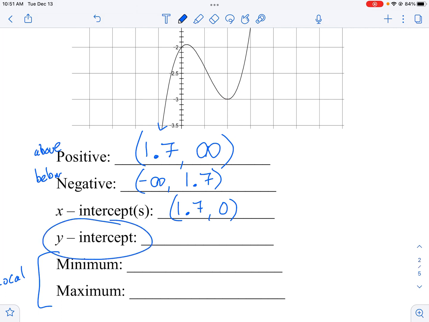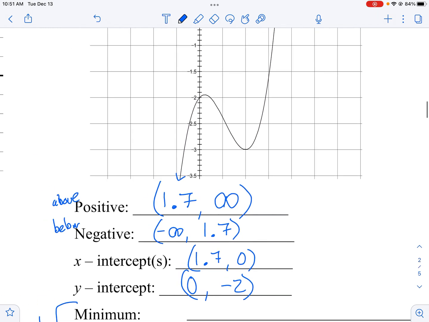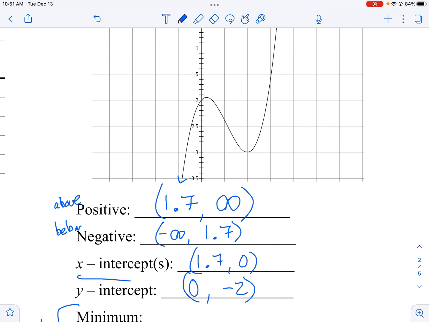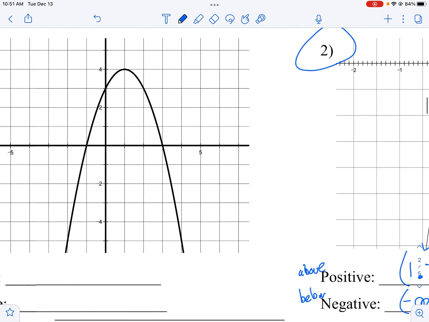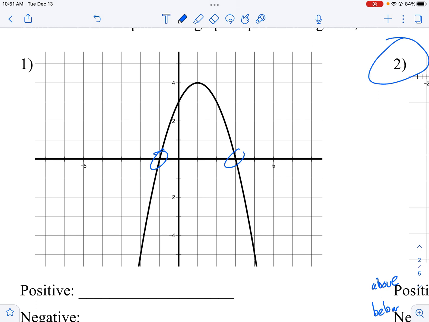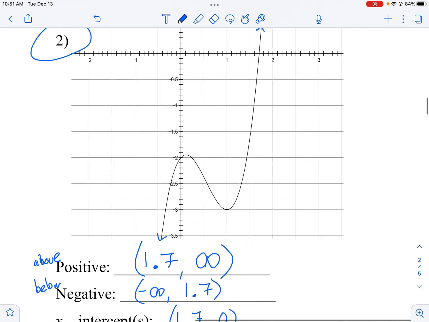And then the y-intercept is where it hits the y-axis here, which is at this number, negative 2. So I'm not going to write just negative 2. I want you to put the whole point. The point is at 0, negative 2. So there's your y-intercept. Some functions have more than one x-intercept. Like this one, you've got an x-intercept here and here. So you're looking at negative 1, 0, and then at 3, 0. So just be aware sometimes there's multiple.